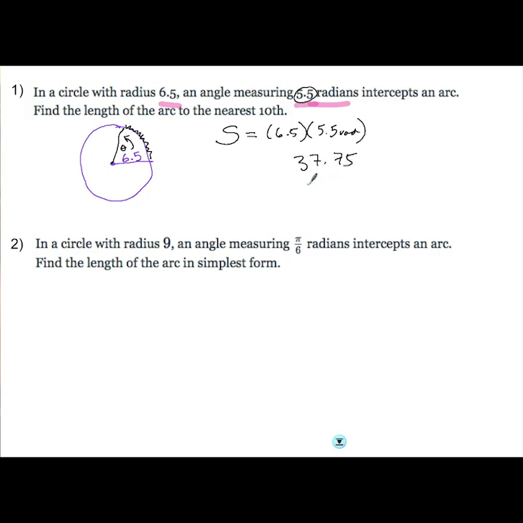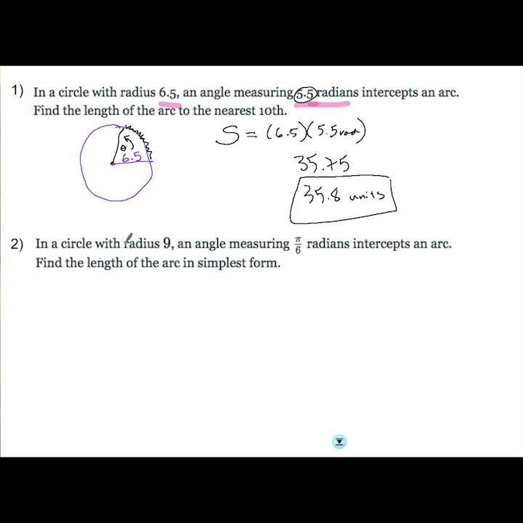37.75. Round to the nearest tenth here. I'm sorry, that is not 37. My bad. It is 35.75. Round to the nearest tenth, 35.8. Does it give me any measurement? I don't think it does. So 35.8 units.